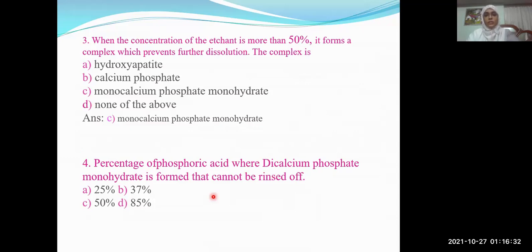And when the concentration of etchant is more than 50%, it forms a complex which prevents further dissolution. So what is that complex? It is called monocalcium phosphate monohydrate. This monocalcium phosphate monohydrate forms when the concentration is more than 50%. And a percentage of phosphoric acid where dicalcium phosphate monohydrate is formed that cannot be rinsed off. So the answer is 25%. So answer is option A, 25%, because when it comes to less than 37%, you have this formation of dicalcium phosphate. When it goes to more than 50%, you have monocalcium phosphate forming. So answer is option A.